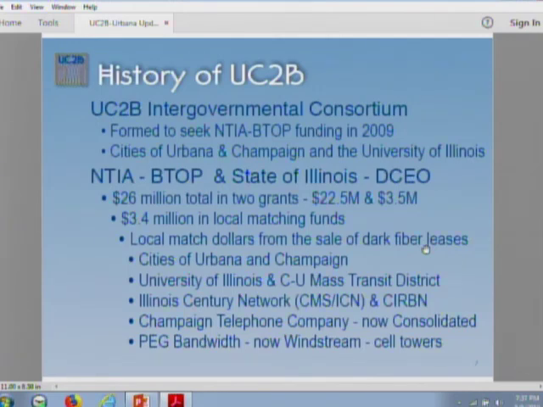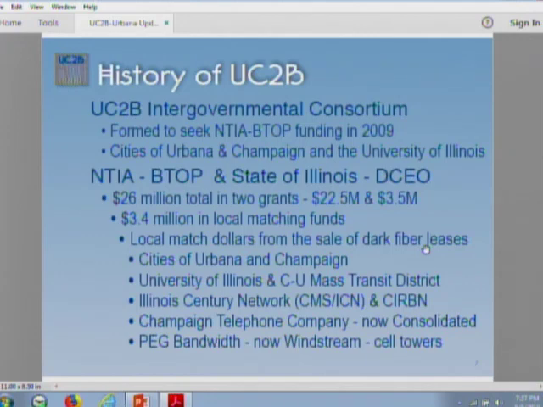To make this all happen, Urbana, Champaign, and the university formed an intergovernmental consortium. Basically, we took the founding documents for MedCAD and put in UC2B wherever MedCAD used to be and changed a few words, and that became UC2B. And there was a very specific purpose for it. It was to get these grants and then to administer them and make it happen. The university was always going to be involved in managing the grants because that's something the university does very well. Champaign and Urbana were involved in administering the construction and then maybe doing the operations for the resulting network.